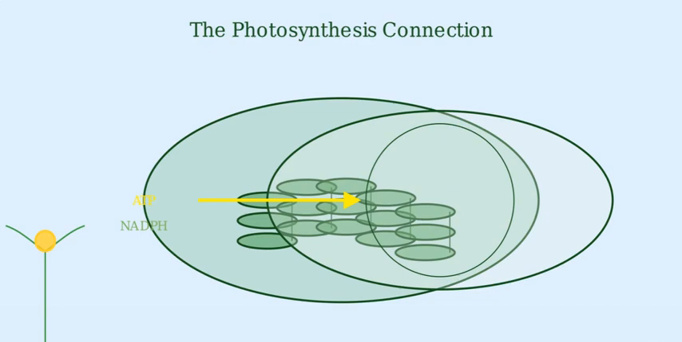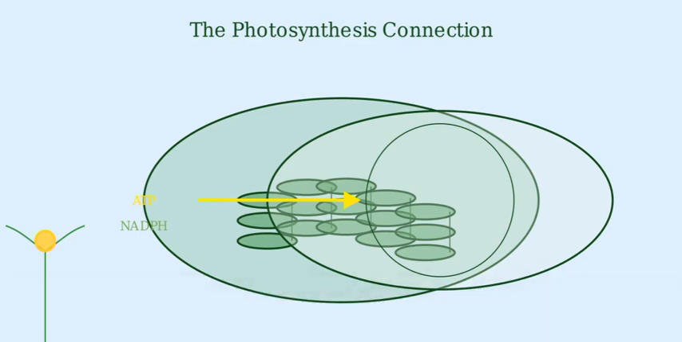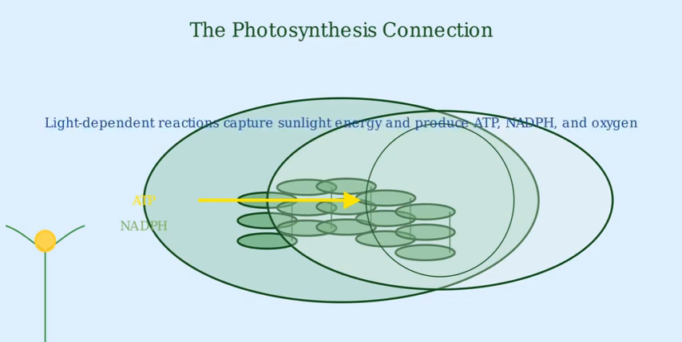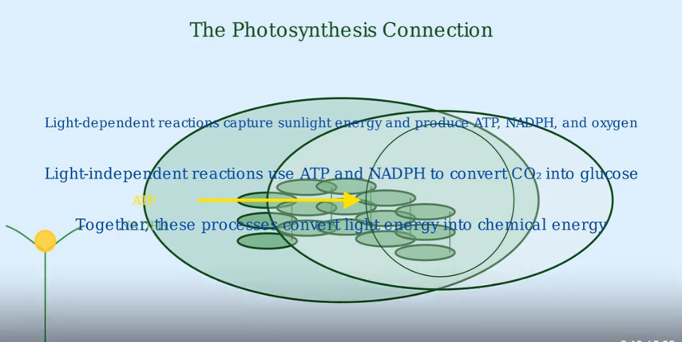The two stages of photosynthesis work together in a beautiful process that sustains life on Earth. In the light-dependent reactions, plants capture sunlight and convert it into ATP and NADPH, releasing oxygen as a byproduct. The light-independent reactions then use the ATP and NADPH to convert carbon dioxide from the air into glucose and other carbohydrates. Together, these processes enable plants to convert light energy into chemical energy that powers nearly all life on Earth.